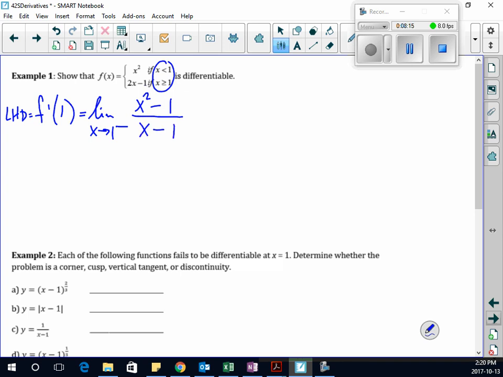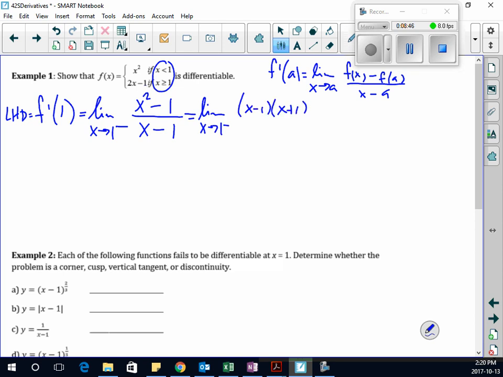Does everybody know what I'm doing? I'm using this formula. F prime of a equals the limit as x goes to a of f of x minus f of a divided by x minus a. So x squared was my f of x, minus a. That was my 1. Okay. If I plug her in, I get 0 over 0. What did we learn from the last unit? We need to factor. So the limit as x goes to 1 of x minus 1, x plus 1 over x minus 1 means those cancel. And what is my slope then? 2. Yes?